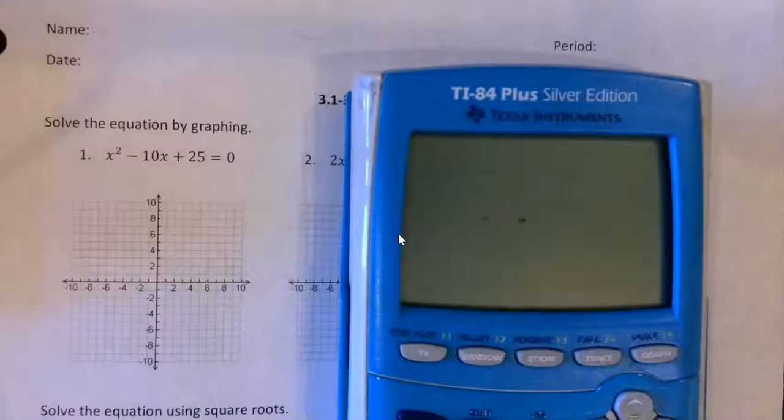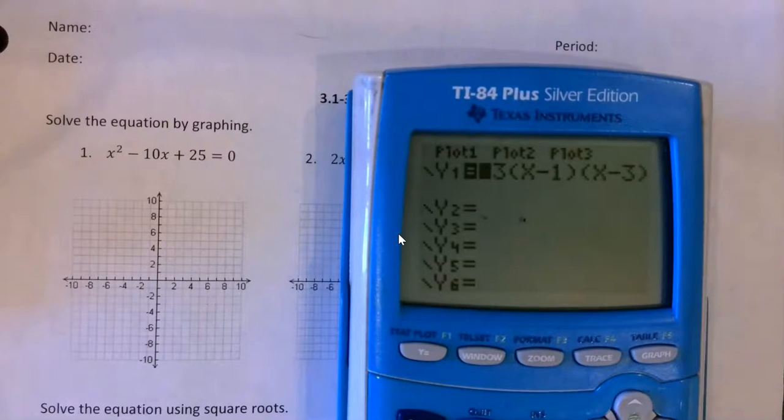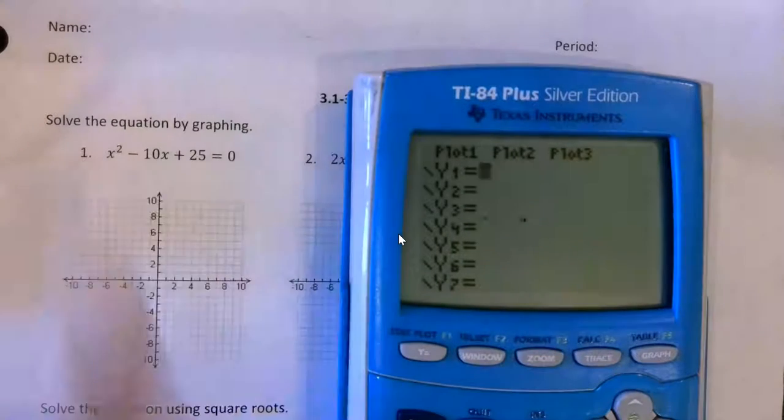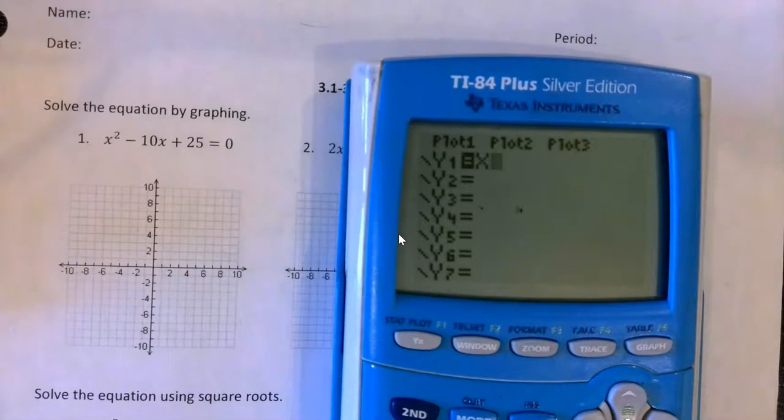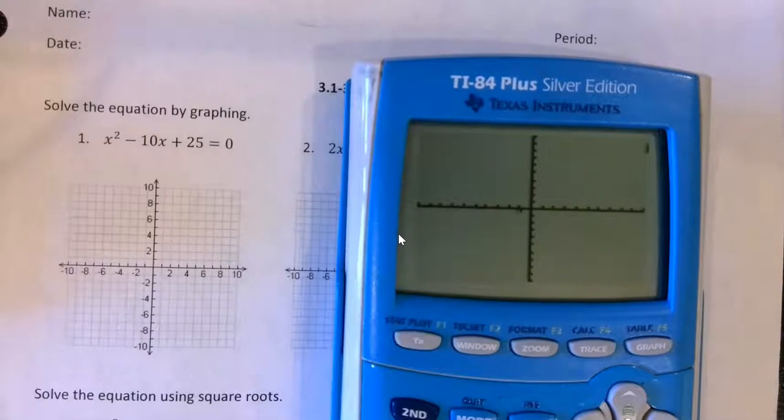What I'm going to do is I'm going to go on my calculator. I'm going to clear out my screen. I'm going to go to y equals, I'm going to clear this out too. I'm going to type in my equation. So I have x squared minus 10x plus 25. I go and I graph it.